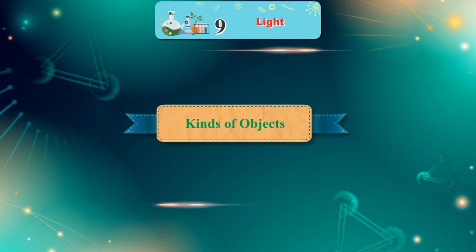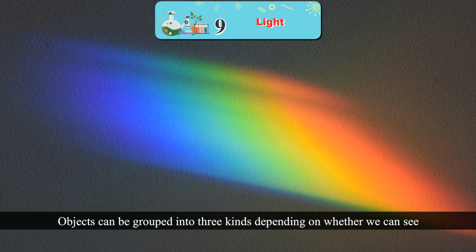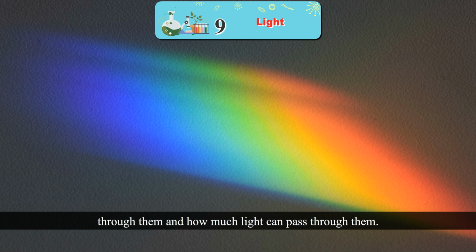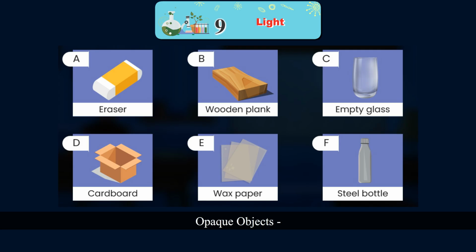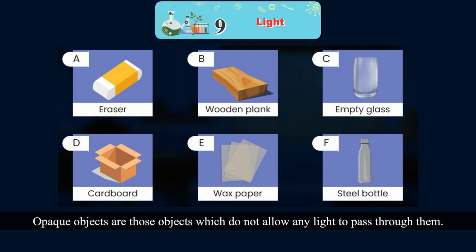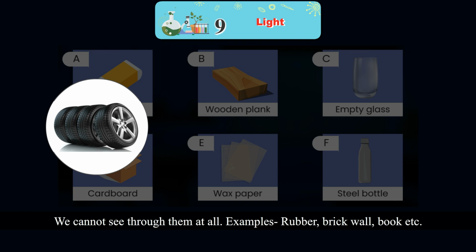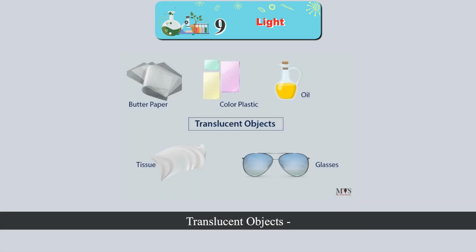Kinds of objects. Objects can be grouped into 3 kinds depending on whether we can see through them and how much light can pass through them. Opaque objects. Opaque objects are those objects which do not allow any light to pass through them. We cannot see through them at all. Examples: rubber, brick wall, book, etc.